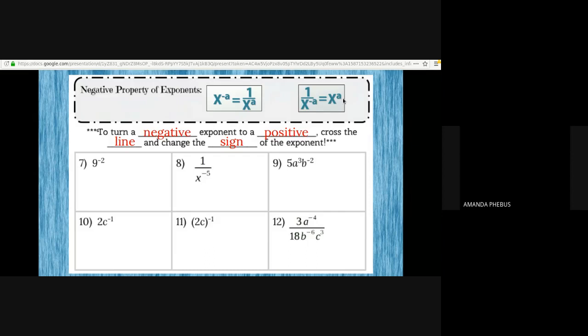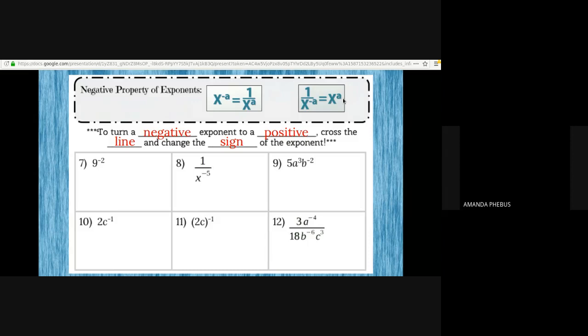So I usually think about them as the negative means, hey, move me. It's a sign. I'm unhappy. Move me to where I want to go. And the negative goes away after you move it, because then it's happy. It has to be happy at some point in time. You can't just spend forever switching it back and forth between numerator and denominator.